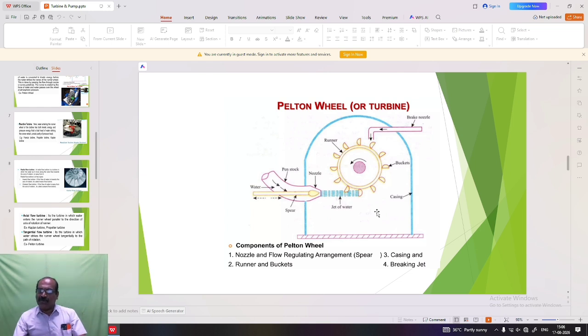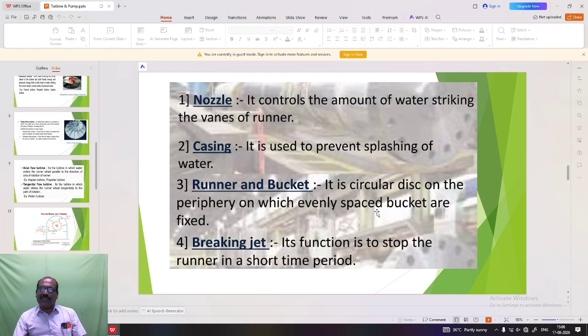And number 4, the braking jet, is the one which comes out from the nozzle. It controls the amount of water circulating in the vanes of the runner. The casing is used to prevent the splashing of water. The runner and bucket is a circular disc on the periphery of which evenly spaced buckets are fixed, and the function of the braking jet is to stop the runner in a short time period.